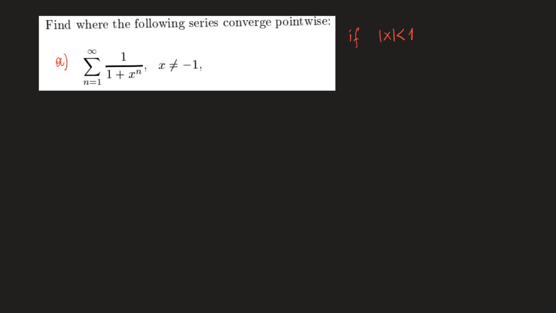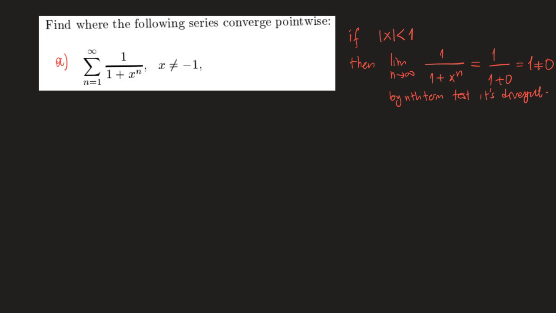Because then the limit as n goes to infinity of 1 over 1 plus x to the power n becomes 1 over 1 plus 0. So it is 1 and not 0. So by the n-th term test, it is divergent.